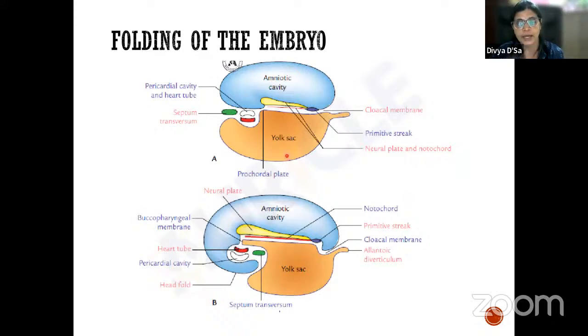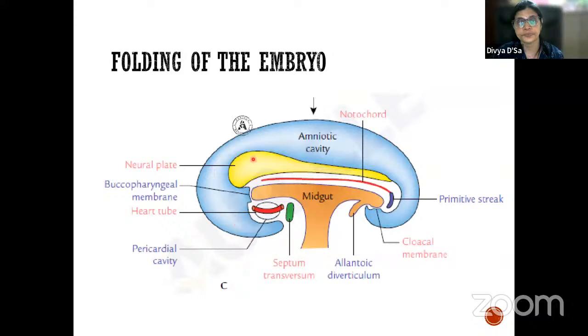So with the folding, what happens? The septum transversum comes to lie downwards, caudally. Whereas this one goes cranially, that is the pericardial cavity, and the heart tube will come cranially. And if you see, this will be the endoderm. Here we have the primitive streak and the notochord formation. Above will be the formation of the neural plate and the neural tube. This is the amniotic cavity. So this is the final picture. This is the region where the junction is, this is the gut. This portion will be the foregut, this is the midgut, this is the hindgut.